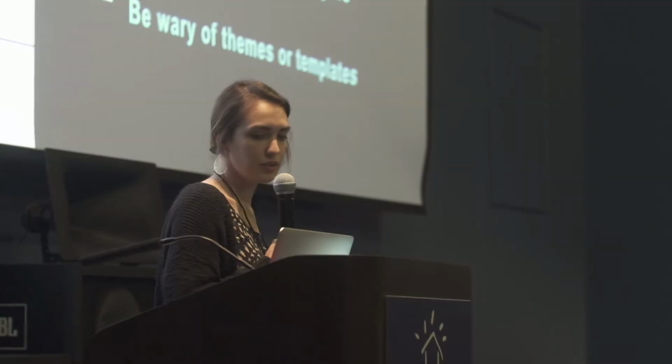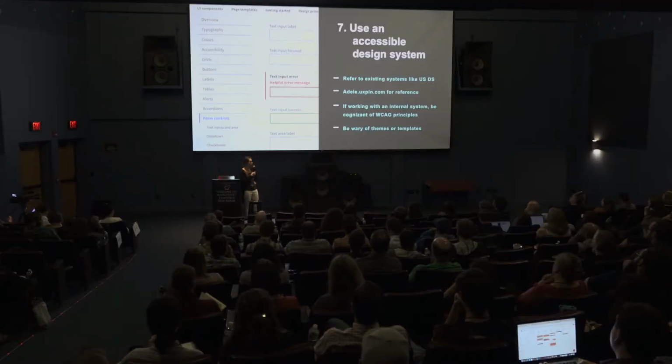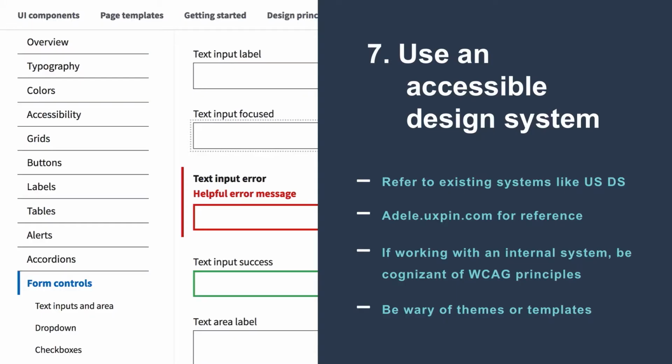So use an accessible design system. There's a lot of free ones out there, actually. The US itself has a design system that's available for free. It claims to already be Section 508 compliant, so that's half your work for you. Google's Material Design as well claims to be accessible. You can also find many more at adele.uxpin.com. It's a really cool site where they actually list them all out.